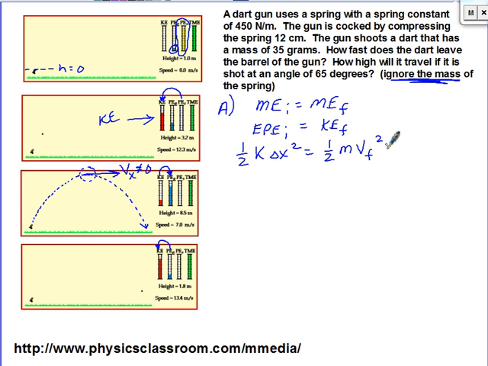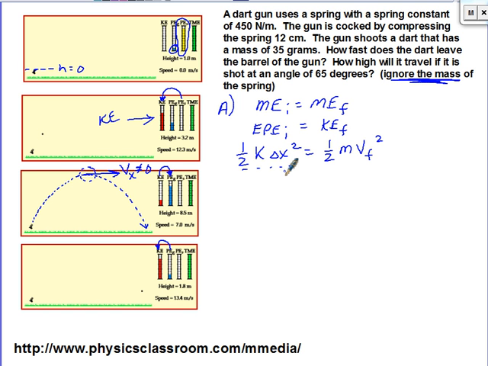I notice now that the mass does not reduce out, and that should make sense. If I'm shooting a heavier or more massive dart, it shouldn't be traveling as fast, but it still has the exact same kinetic energy. A more massive dart would be traveling slower, but when you take the product of 1/2 m v final squared, it's equal to the energy that we put into the system.